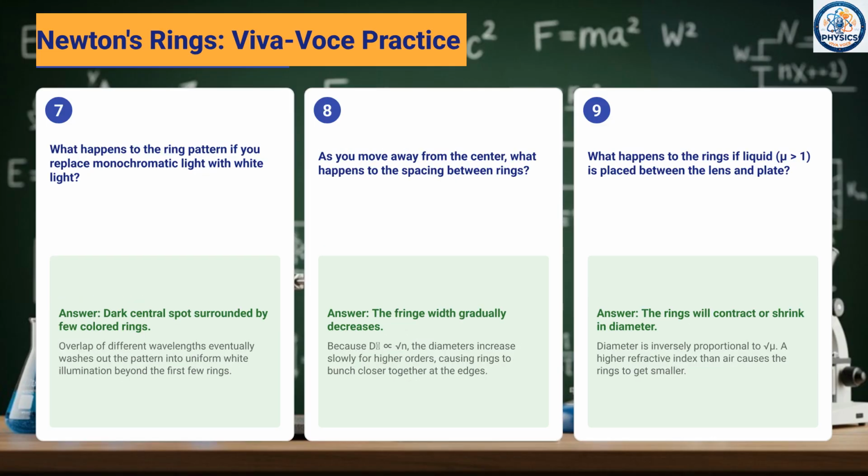7. Replacing monochromatic light with white light results in a dark central spot surrounded by a few colored rings. 8. The fringe width gradually decreases as you move away from the center. 9. A liquid with a refractive index greater than 1 causes the rings to contract or shrink in diameter.